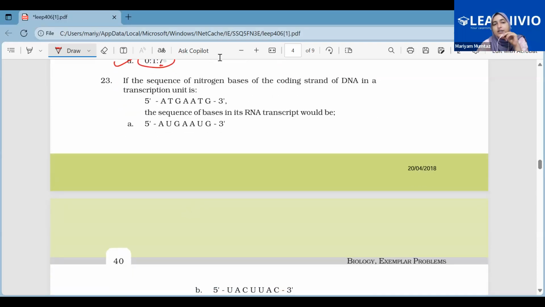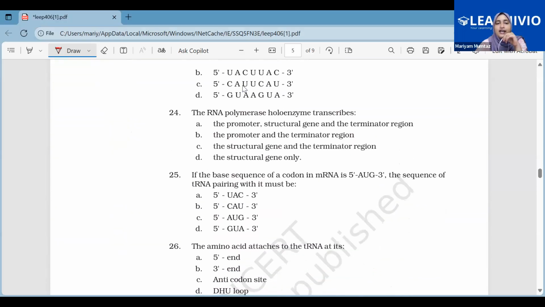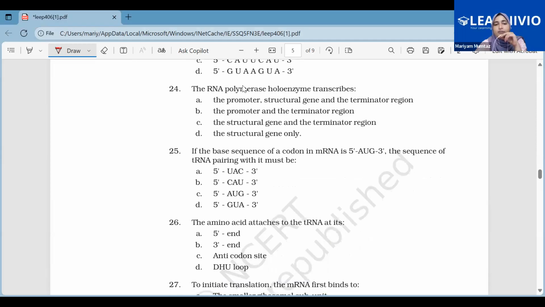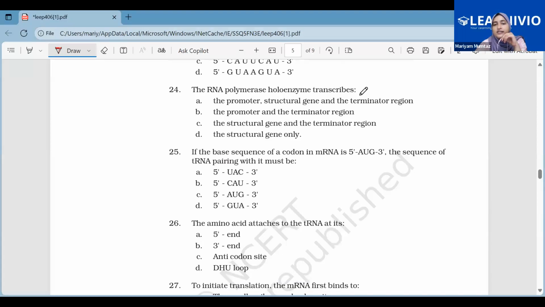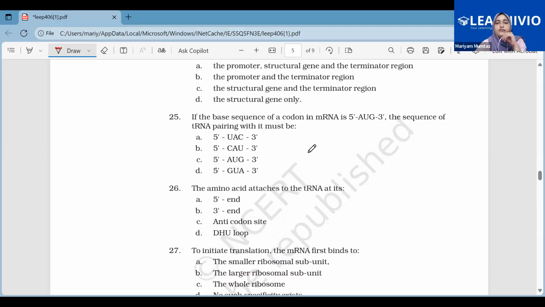Yes, ma'am. If the sequence of nitrogenous base of the coding strand of DNA is like this, the sequence of its RNA transcript would be option A, because RNA has uracil instead of thymine. The RNA polymerase holoenzyme is responsible for transcribing structural DNA and terminator region.